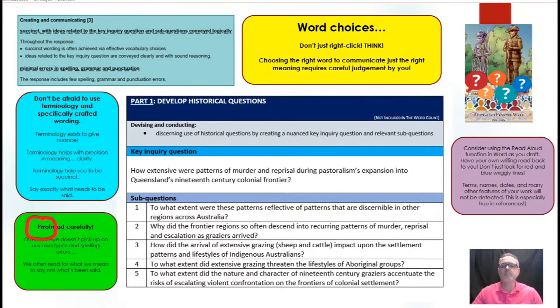Now I'm going to demonstrate something for you shortly. We're going to change the slide and see something different. It's the read aloud function in Word. Try it as you draft. Have your own writing read back to you. Don't just look for the little blue and little red wriggly lines underneath your writing. Make sure you proofread carefully. Terminology, names, dates, often parts of your reference list are not going to be detected by normal spell check functions, not going to be detected by normal grammar check functions. So what you need to do is fully engage in that process. Let's have a look at that read aloud function now.